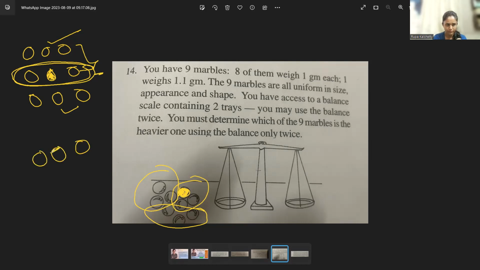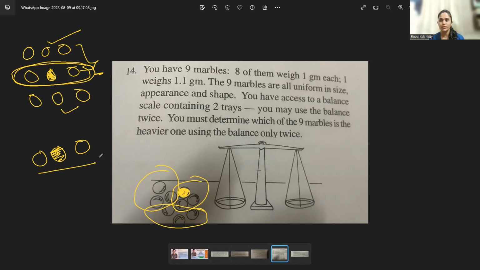Here, we have already used 1 chance of weighing the marbles by using the balance. We have 1 more chance. How will we be using that chance to figure out which one is heavy?